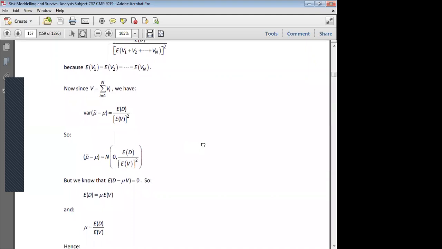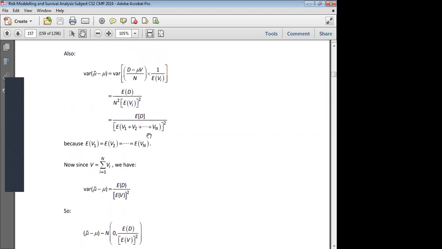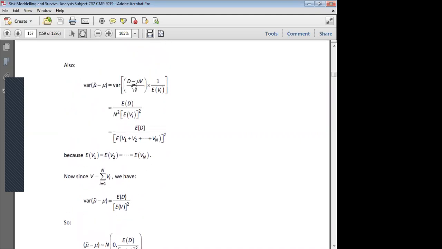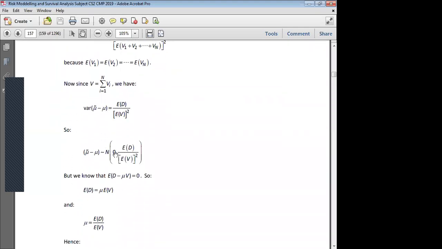And that is how you will know that your mu tilde minus mu follows a normal distribution with mean 0. So again, how does this guy get its normal distribution? Just because this guy has a normal distribution, and this is just acting as a constant, right? So because this guy has a normal distribution, this guy also has a normal distribution. Now because we aren't specifically talking about mu tilde, it's mu tilde minus mu, that is why you see expectation as 0 and the variance as what we have just derived.